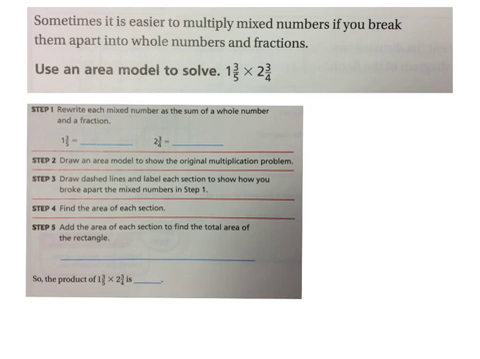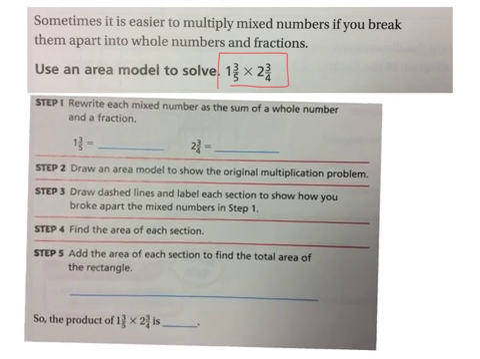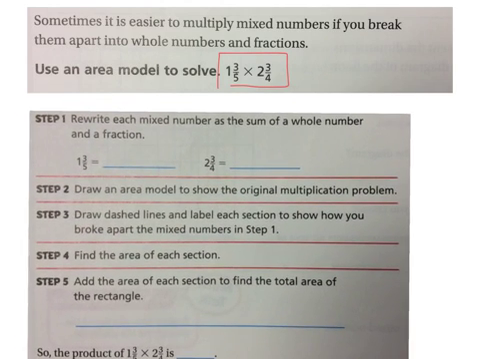Sometimes it is easier to multiply mixed numbers if you break them apart into whole numbers and fractions. Go ahead and write in your notebook. The next problem we are going to solve is 1 3/5 times 2 3/4. The first thing we need to do is rewrite each mixed number as the sum of a whole number and a fraction.